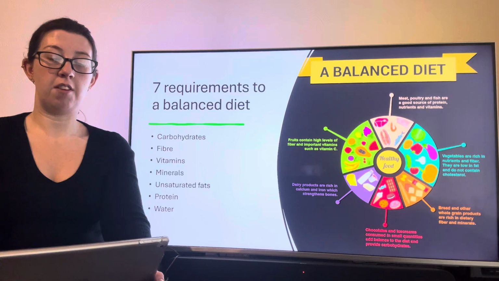You will find unsaturated fats mainly in plant-based products such as olive oil, butters, nuts and seeds, avocados, eggs and fish.